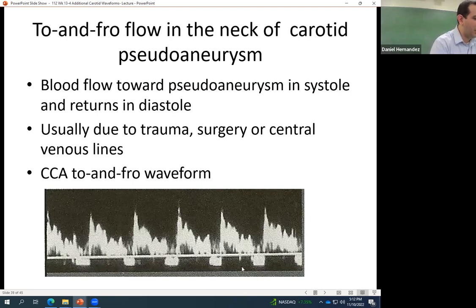Pseudoaneurysm. So I don't like this pseudoaneurysm picture personally, because you don't really see that bidirectional flow very well. I would have moved this baseline up so you could see more of that bidirectional flow. But this is the example that they gave for bidirectional flow in the neck of a pseudoaneurysm. Just remember, usually this is due to some sort of trauma or surgical or interventional procedure where they went in to try and access maybe a line, central venous line. They messed it up, poked the artery.